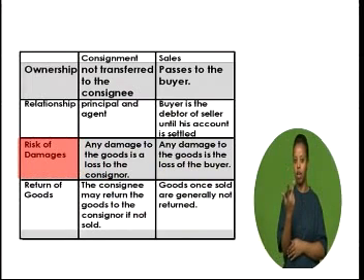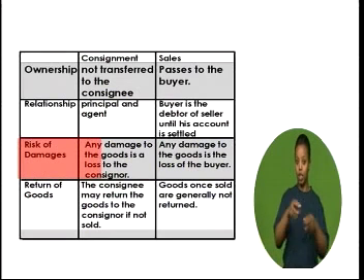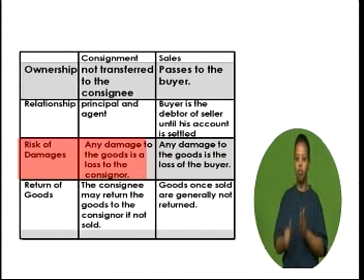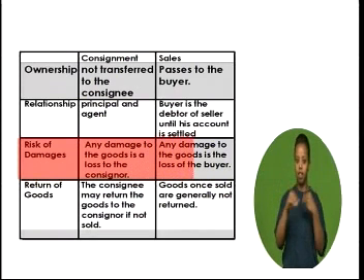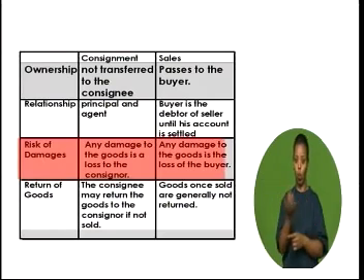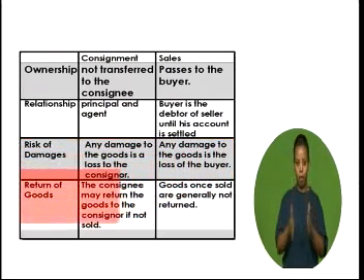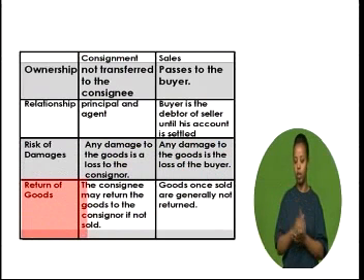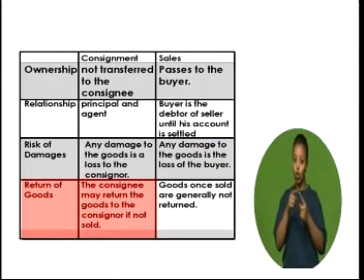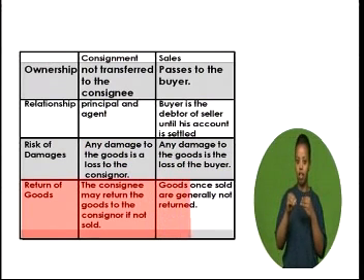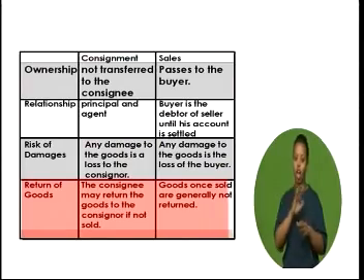3. Risk of damages. Consignment: the consignee holds the goods at the risk of the consignor, so any damage to the goods is a loss to the consignor. Sales: any damage to the goods is the loss of the buyer. 4. Return of goods. Consignment: the consignee may return the goods to the consignor if not sold. Sales: goods once sold are generally not returned.